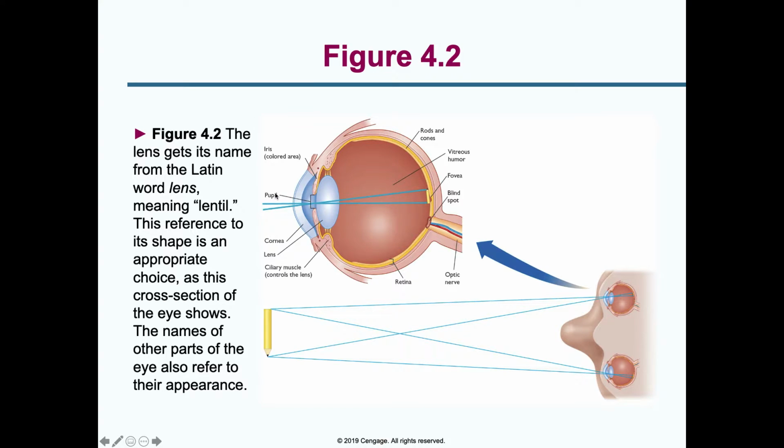Let's take a look first at the pupil. The pupil is like a shade. Think of it, it's right here in front of the lens. Think of a shade in your room. You open it and close it. You adjust that shade up or down to let light in and out.